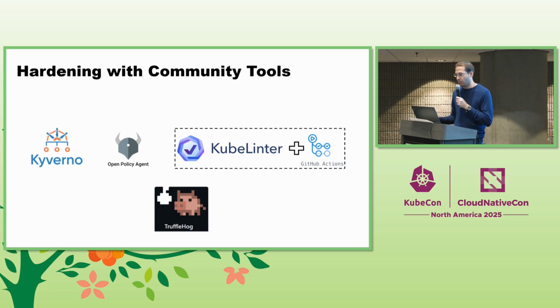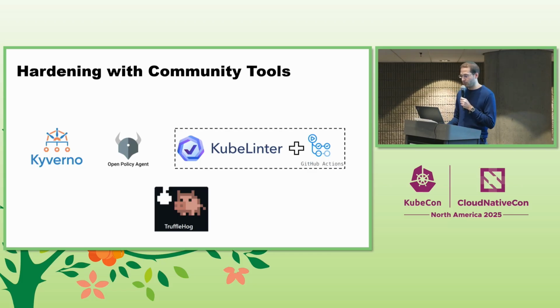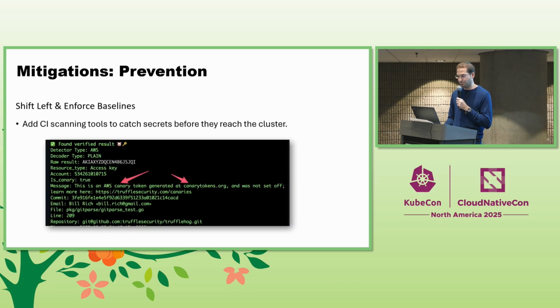First, Kyverno and OPA, Open Policy Agent, both allow you to author policies to gate deployment to the cluster. You can use them to prevent deployments of such misconfigurations like we saw. And then we have KubeLinter, which you can integrate into your CI/CD pipeline to identify misconfigurations and risky configurations before they are deployed to the cluster. And TruffleHog, which is also a useful tool that can identify secrets in your YAMLs. You can also integrate it into the CI/CD pipeline to identify secrets before they reach the cluster.